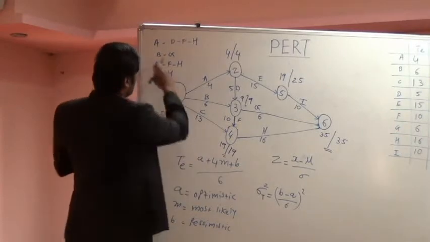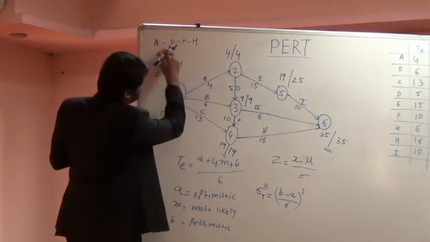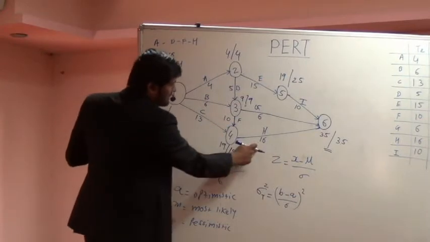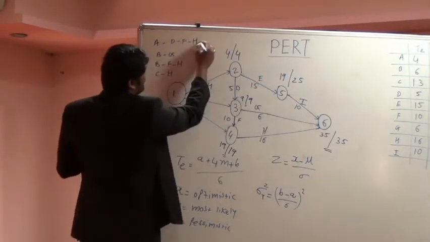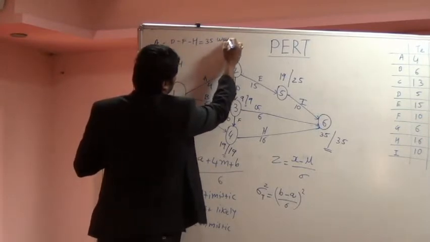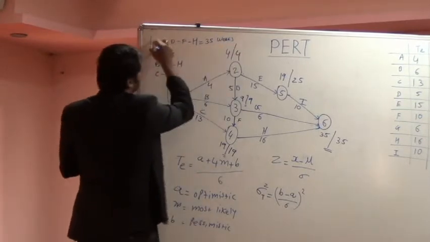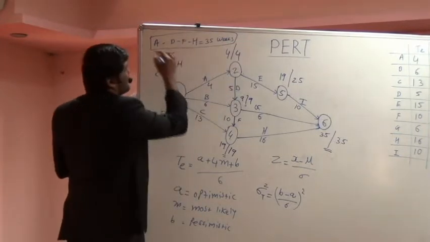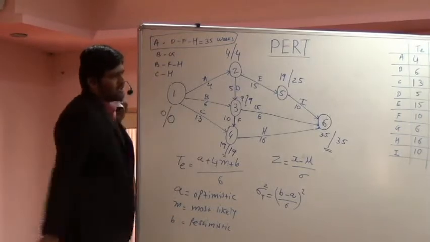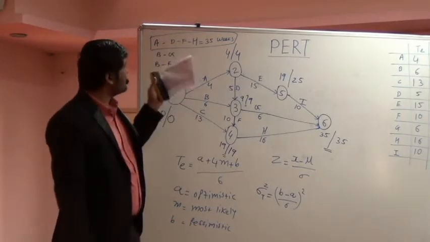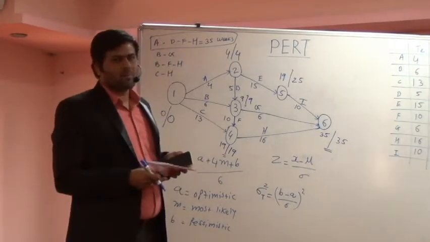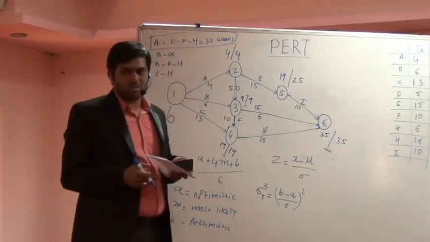So if we have the total from A, so like 4, the next is D, so 4 plus 5, 9, plus 10, that is 19, plus 16, that is 35. So this is the critical path, and this is having 35 weeks of time duration. This is the critical path which is having the maximum time duration compared to all the other ones. So the answer to the second is A, D, F, H are the critical activities, and the critical path has 35 weeks of time duration.